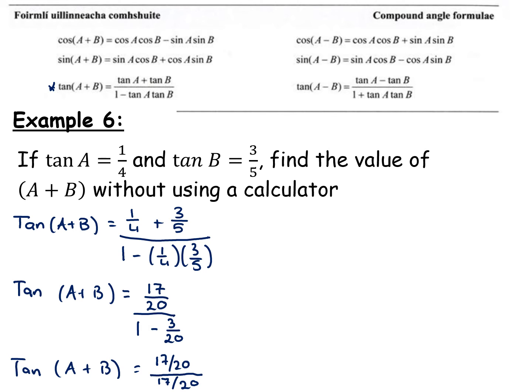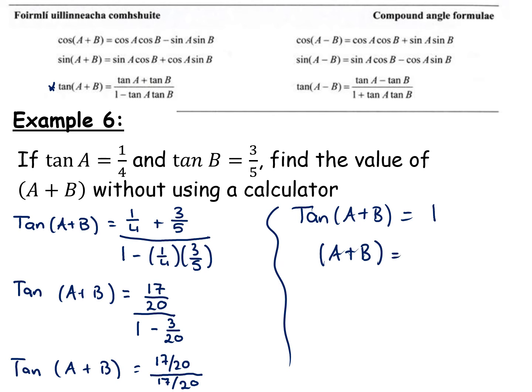Sorry, plus 17 over 20. 17 over 20 by 17 over 20. And that simplifies down to 1. So that gives me the tan of A plus B equals 1. So now I don't even need my calculator. I'm going back to page 13 and I can see that it's the tan of 45 degrees. So A plus B equals 45 degrees. So without ever having worked out A and B individually, I've been able to work out the compound angle A plus B.